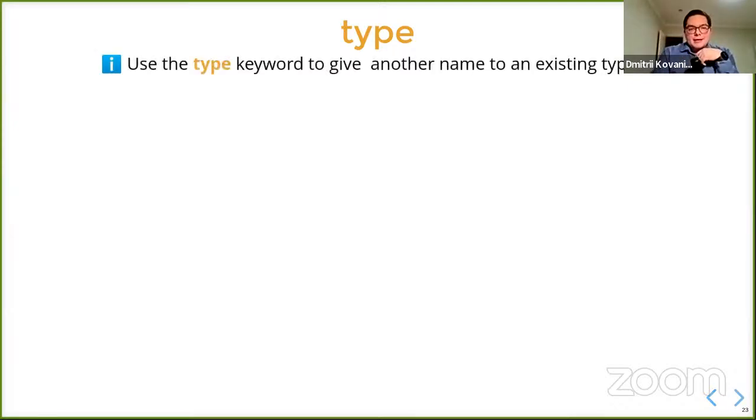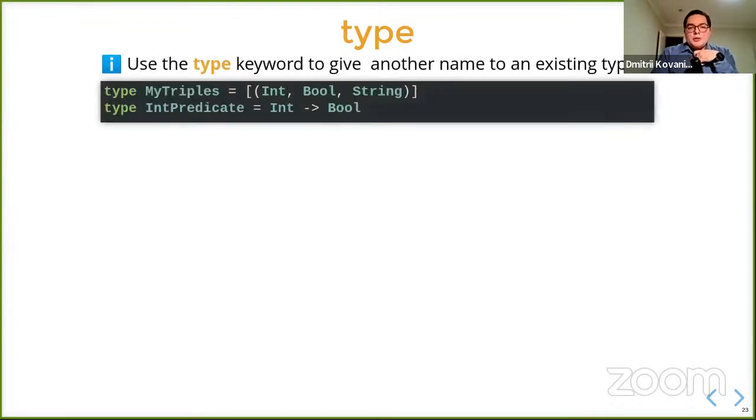These are the ways you can create your custom data types, but you don't always want to create new types. Sometimes you just want to have a different name for a data type. And Haskell has a feature called type. It's a keyword which allows you to define a new name for an existing type. And in any place where you want to use this type on the right side, you can use the name instead. For example, MyTriples is a name for a tuple of 3 elements: number, boolean, and string. And IntPredicate is an alias for a function from Int to Bool.